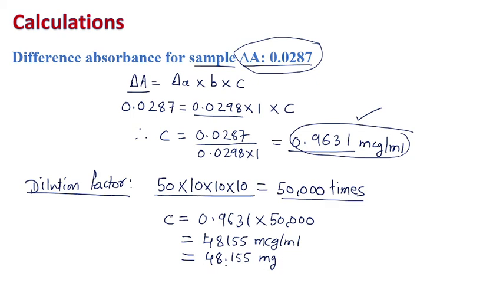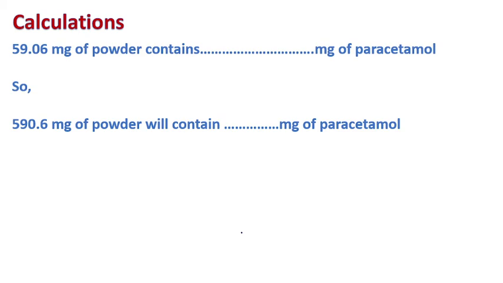So how much powder have we taken? If you remember, we have taken 59.06 mg powder, that is the tablet triturate, and theoretically it was found to contain 50 mg of the drug. And how much do we practically obtain? Practically we obtain 48.155 mg of paracetamol. Are you getting that? Yes. Now we want to know how much paracetamol is present in one tablet. You know the average weight of one tablet which we have taken was 590.6 mg. So it will contain x mg of paracetamol. So we can do a cross multiplication, right? So what will be x here?